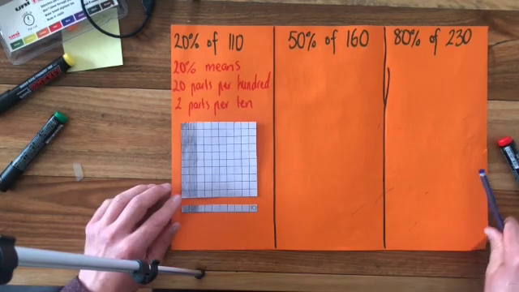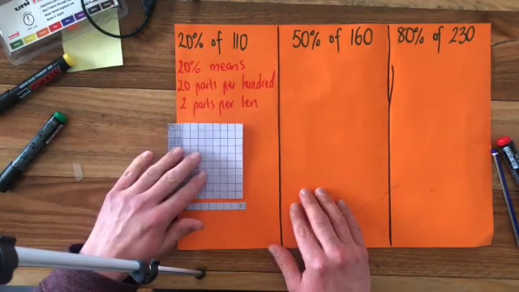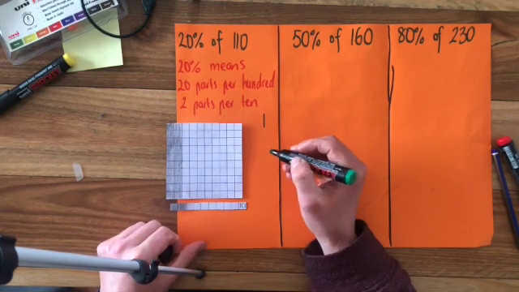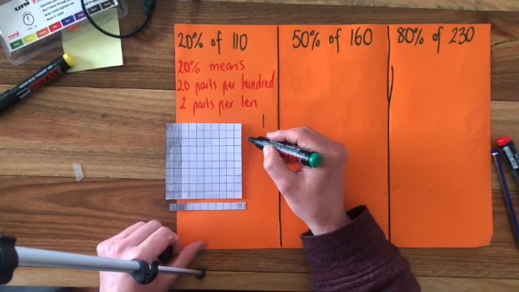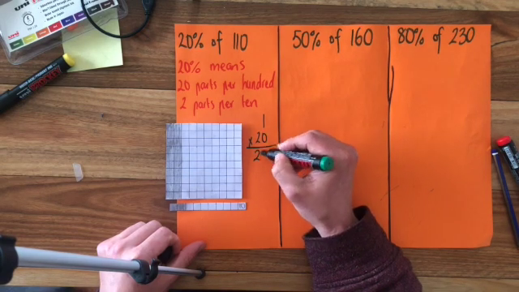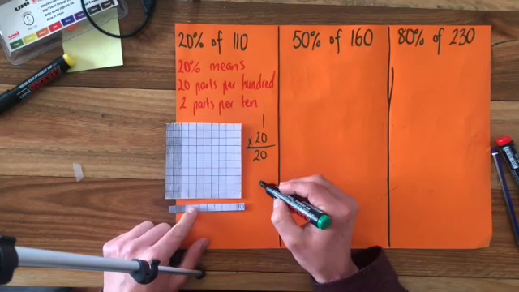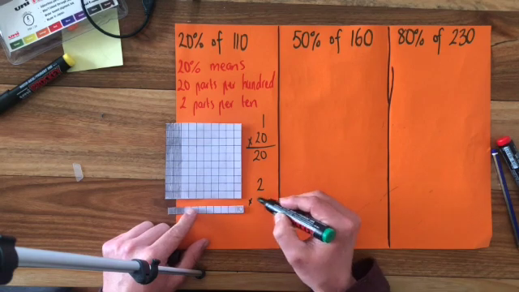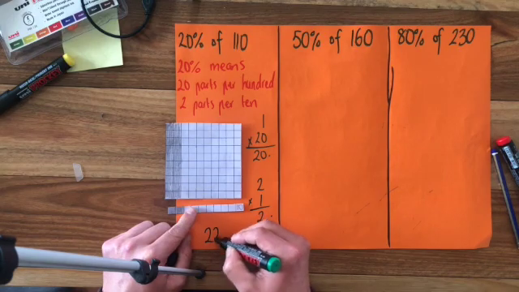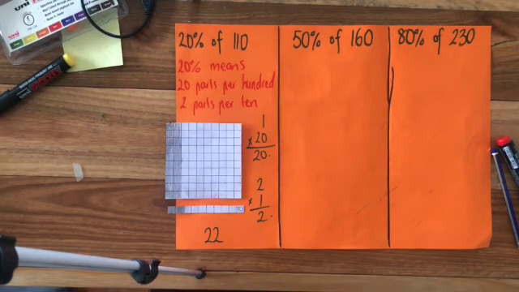So therefore, I can now find out what 20% of 110 is. So I've got 100, and I've times that by 20 parts, which gives me 20. And I've got 110, and I need to find 2 parts are shaded by 110, gives me 2. If we add these two together, it gets 22. So 20% of 110 is 22.